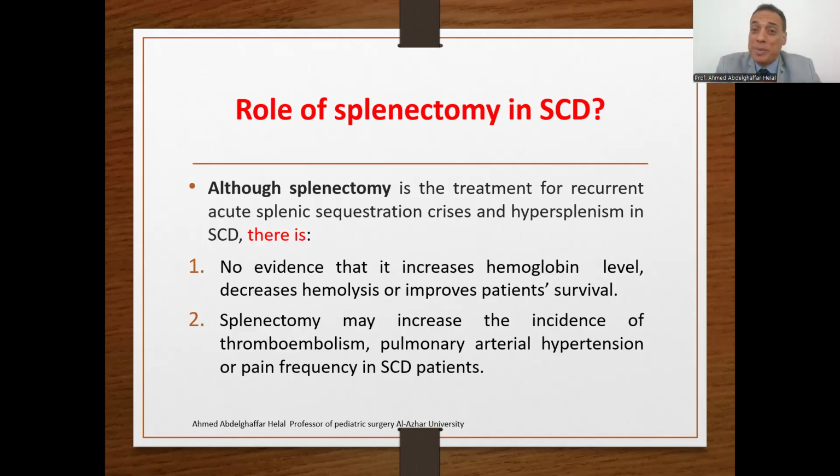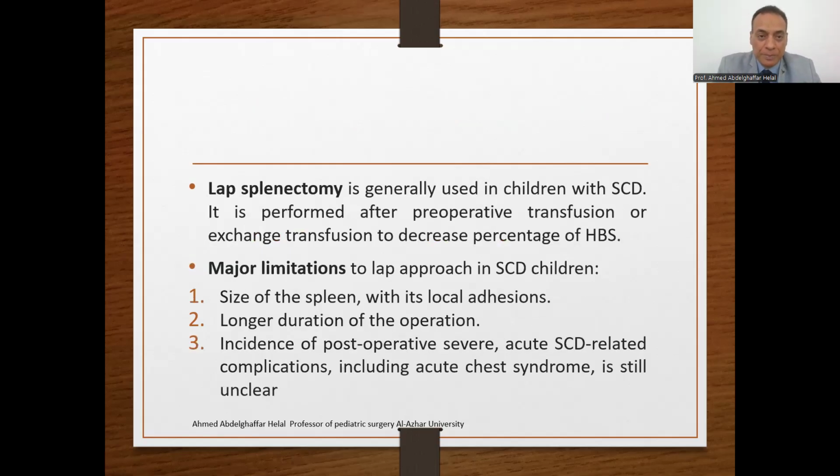You perform splenectomy by indication in sickle cell disease for attacks of the sequestration crisis, or massive splenomegaly with hypersplenism. Laparoscopic splenectomy is generally used in children with sickle cell disease. It's performed after pre-operative transfusions or exchange to decrease the percentage of hemoglobin S.